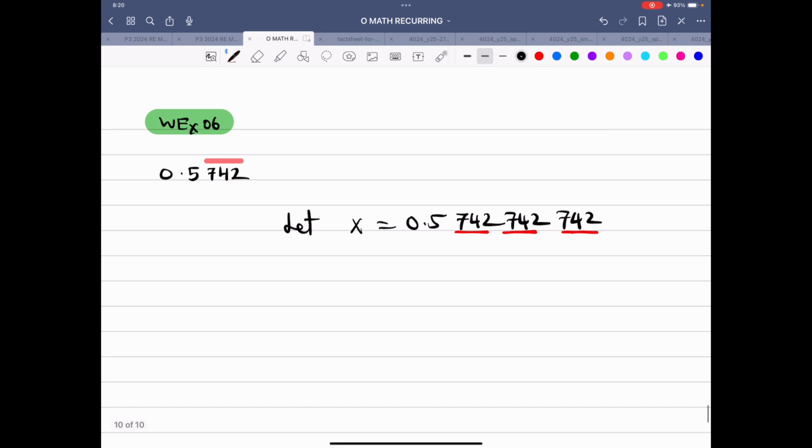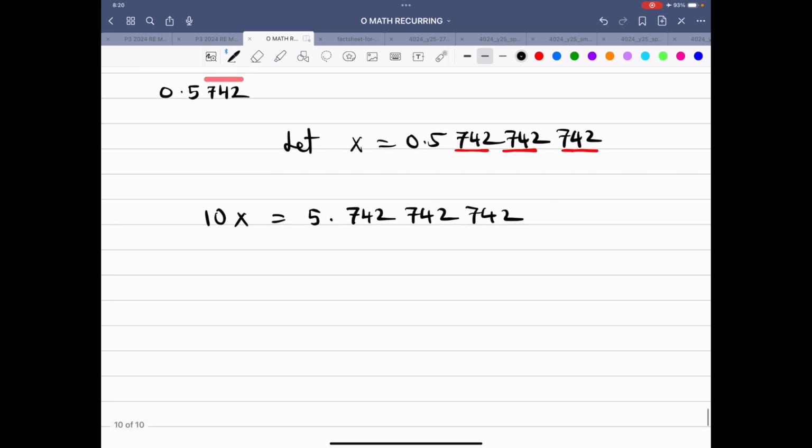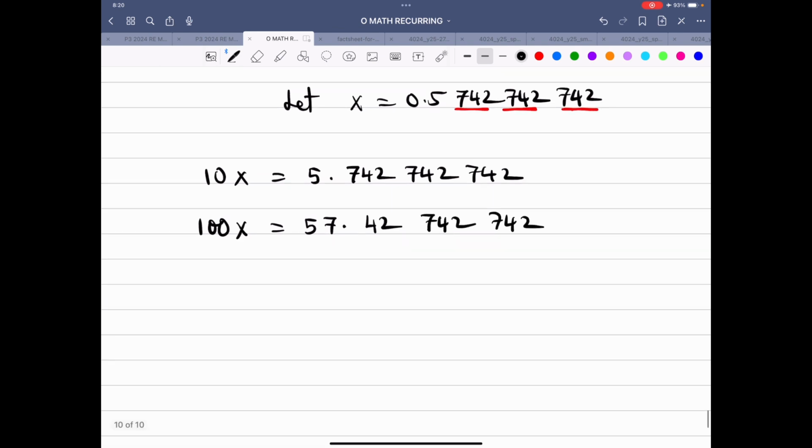Now again, let's play with multiples of 10. First of all, 10x is 5 point, and this is 742, 742, 742, and so on. And let me write 100x over here. That is 57.42, and then 742, and then 742. And let me write 1000x over here. That is 574.2, and then 742, and then 742.